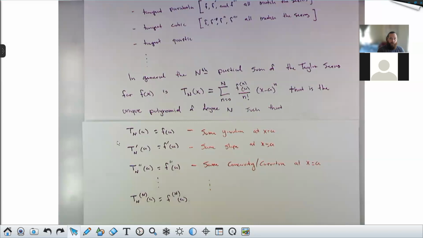While you're writing, I'll just say the magic that forcing the polynomial to have the same 0th derivative, first derivative, second derivative, third derivative, forcing all the derivatives to match just at that one point somehow makes the function match everywhere is very special. It's not obvious. The last one here, there's no neat geometric interpretation because capital N is just capital N, but this says same concavity or curvature.